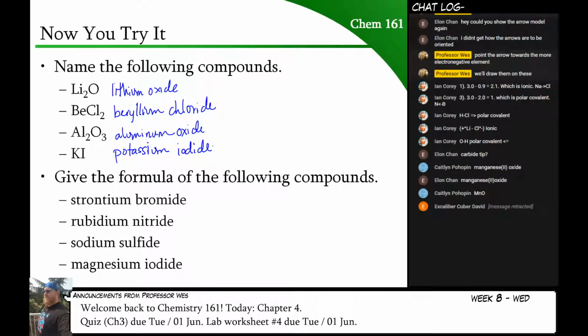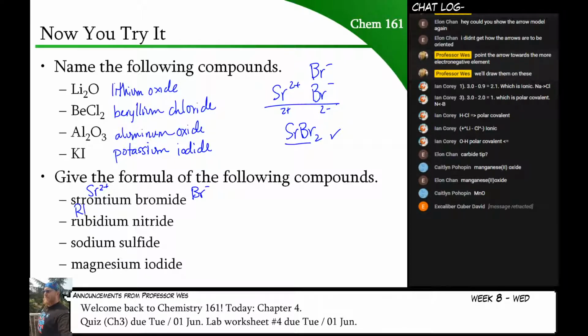Now, working backwards is a little bit more involved because this just tells us what the ions are. We have to actually put the ions together. And you can do that by remembering we have to balance out the charges so that we have the same number of positive and the same number of negative together. So that would be strontium bromide.